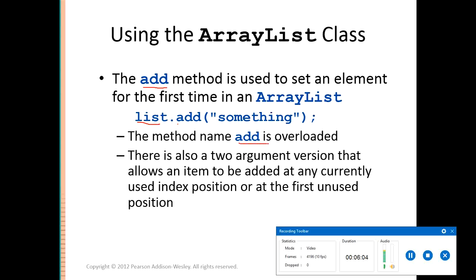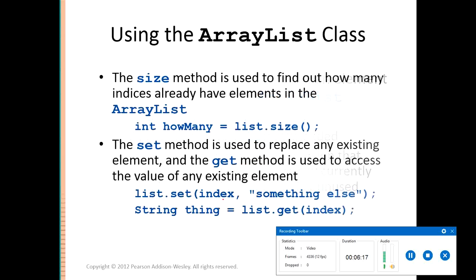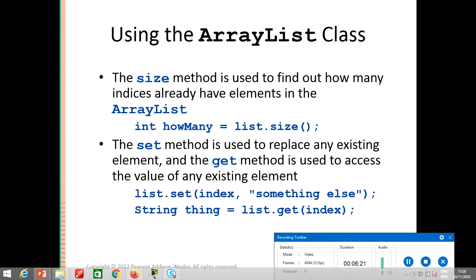This add method is overloaded. There is also a 2 argument version. So we have another version of the add method which allows an item to be added at any current index position or unused position. For example, we will talk about it later.